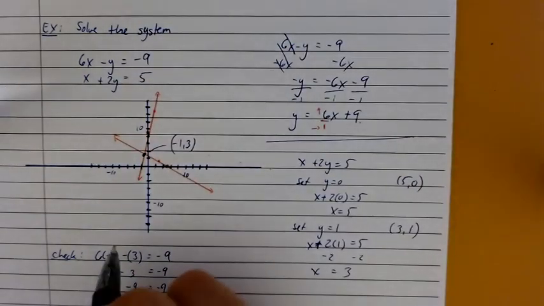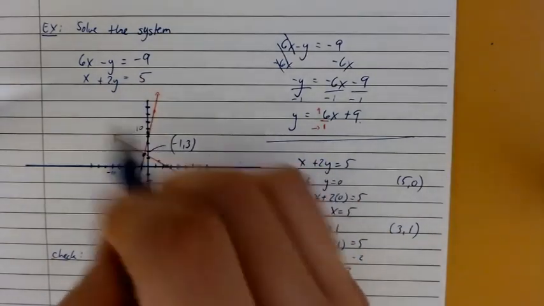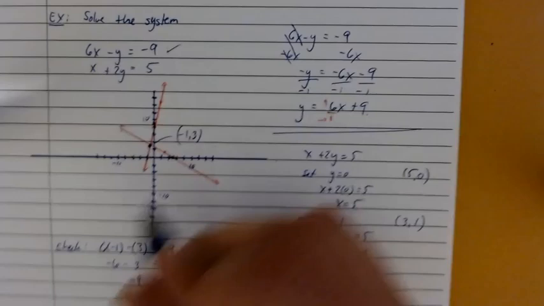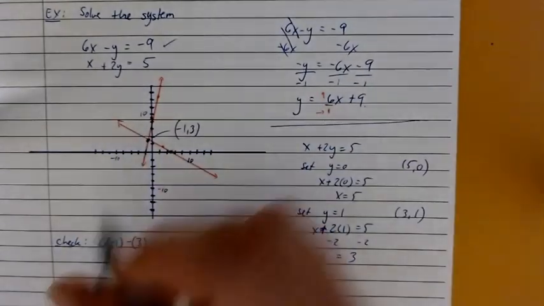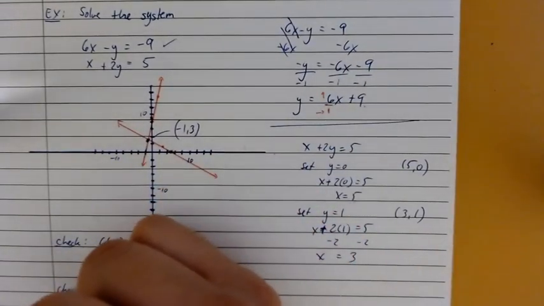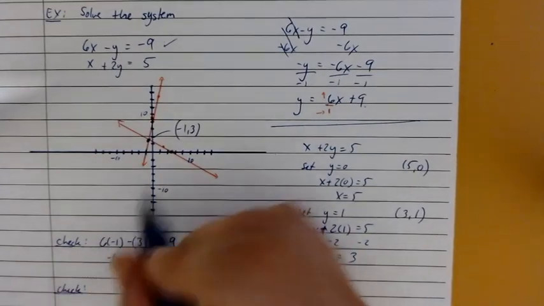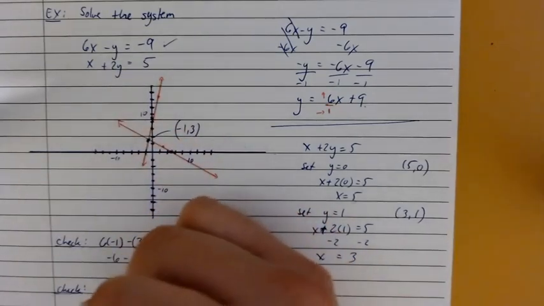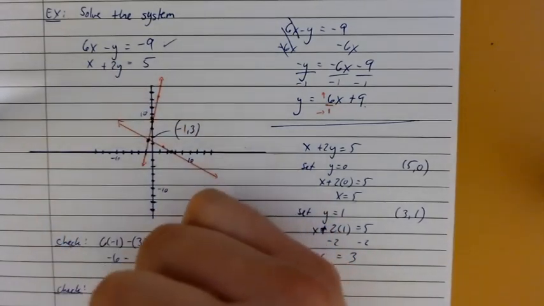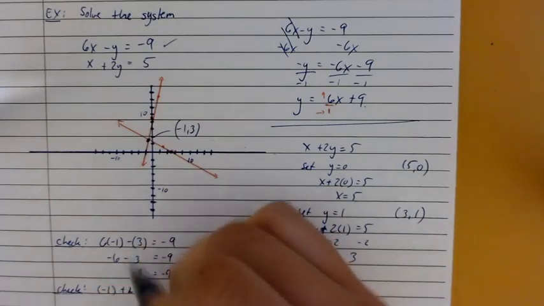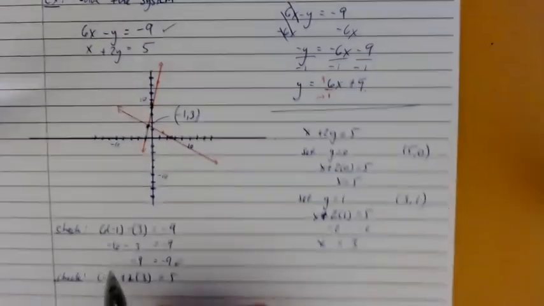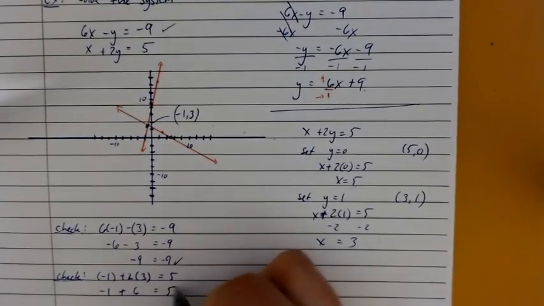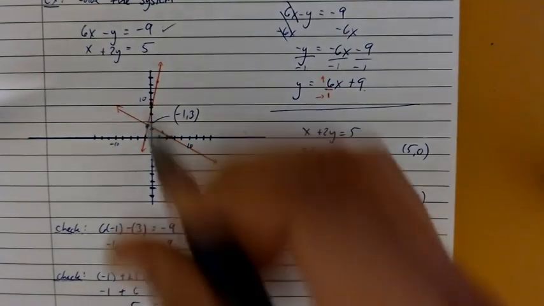Now remember, a solution to a system must solve both equations. So we know it solves the first one, but we still have to check the second one. Even if it works for the first one, it might not work for the second. So let's check the solution negative 1 comma 3 in the second equation. That's negative 1 plus 2 times 3, and we think that's equal to 5. 2 times 3 is 6, and if you add negative 1 with 6, you get 5. So yes, that one works as well.